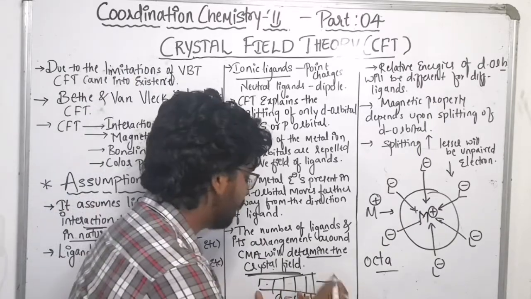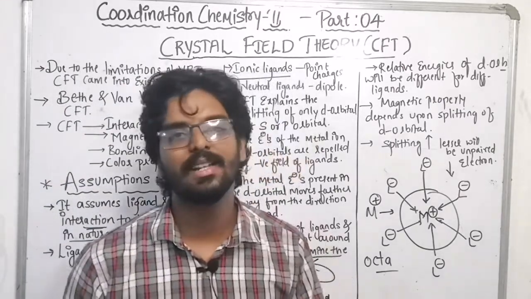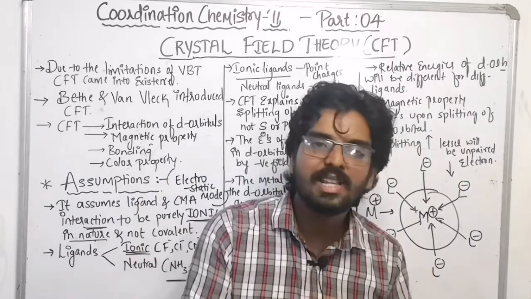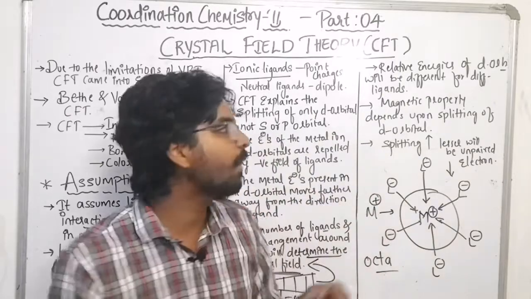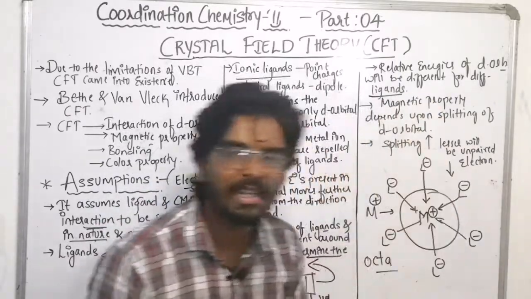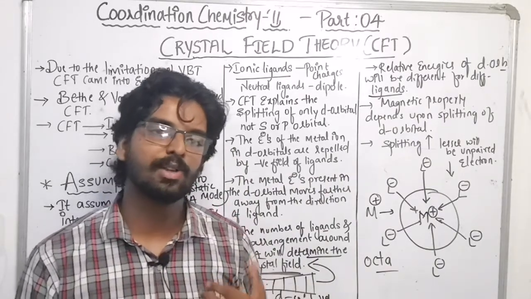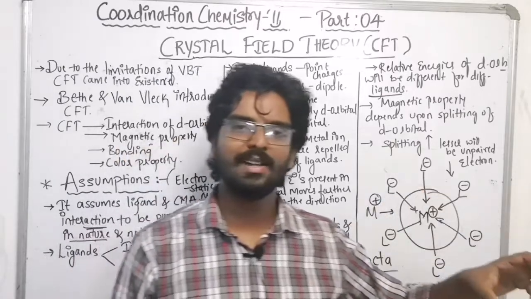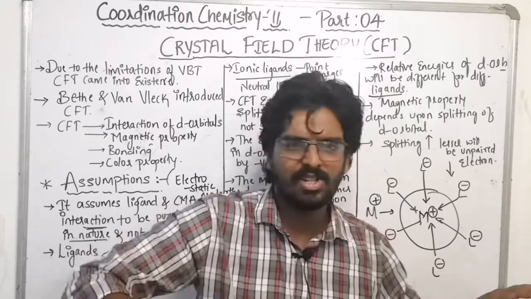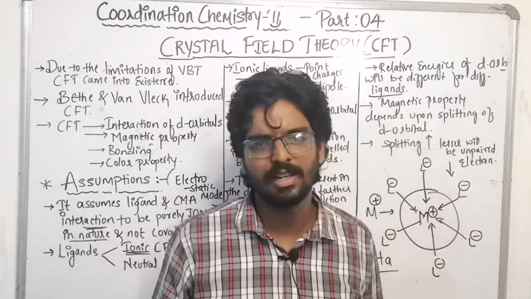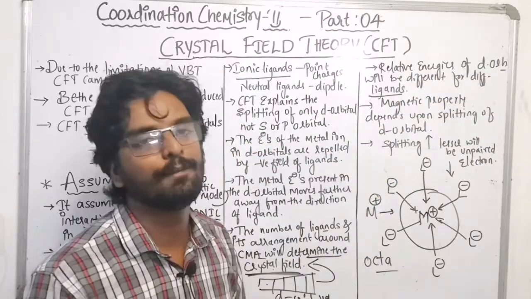But when we study the d orbital in crystal field, different energies are present for these d orbitals. That means the relative energies of the d orbitals depend upon the ligands. For some kinds of ligands, these are the relative energies of the d orbital. For another type of ligand, the relative energy of the d orbital changes. So for different ligands, the energies of the d orbital will change in crystal field. That is what it is saying: the relative energies of d orbitals will be different for different ligands.